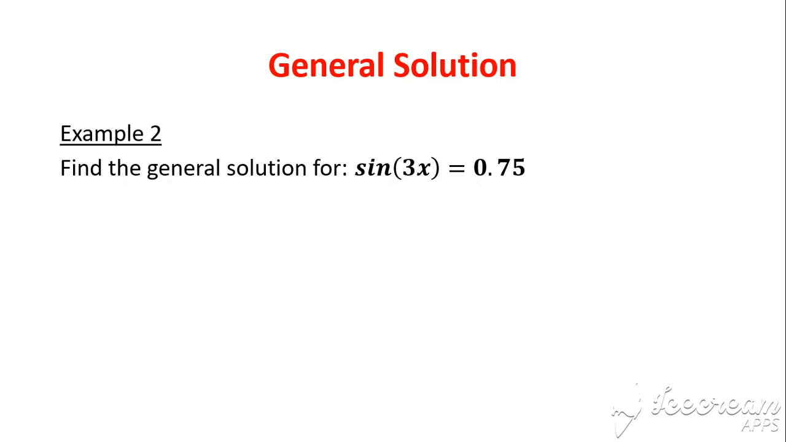All right. Here is example 2. Find the general solution for the trigonometric equation sine bracket 3x is equal to 0.75. This time we have a value of bx, and this represents the period change. We'll deal with that at the end. I'll show you how to deal with that.